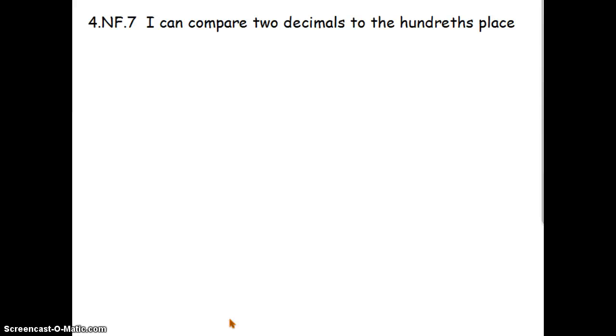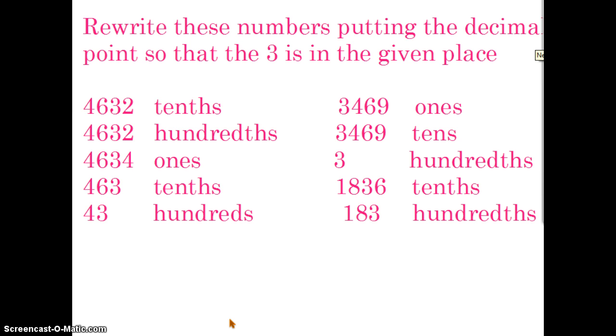All right, so today we're talking about 4NF7, which is I can compare two decimals to the hundredth place. And we've talked about that means being able to put them on a number line. That means referring to money, right, as we've known for a lot of our lives, right? And so today we're going to look a little bit further into decimals.